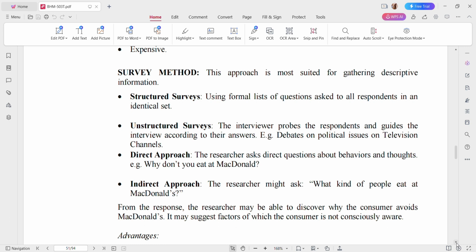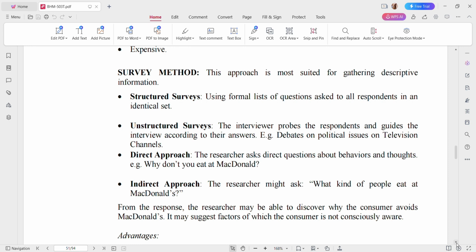Now, when you say unstructured, this is the total opposite of the structured. The interviewer here probes the respondents and guides the interview according to their answers. The unstructured survey is usually done in qualitative research when you want to explore a certain phenomenon, you want to do exploratory research, you do case analysis, and so on. So the interviewer gives questions, and then from the answers of the participants, other questions can be formulated. So that's the unstructured survey.